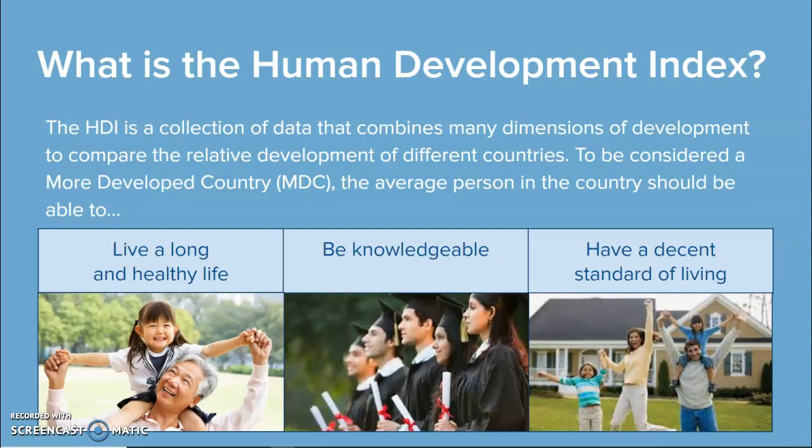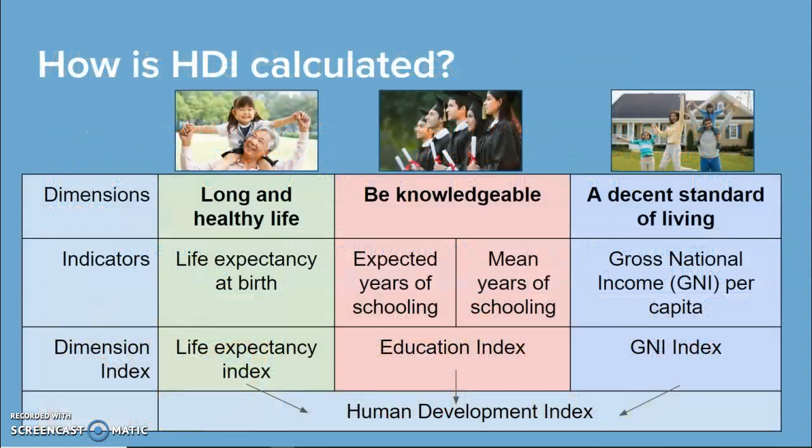So first, these are all based on the Human Development Index, which is a collection of data that combines many dimensions of development to compare the relative development of different countries. To be considered a more developed country, the average person in the country should be able to live a long and healthy life, be knowledgeable, and have a decent standard of living. So they calculate the HDI by looking at some different statistical categories.